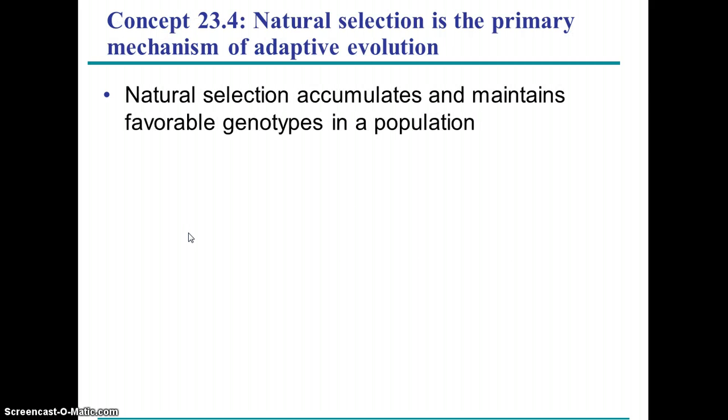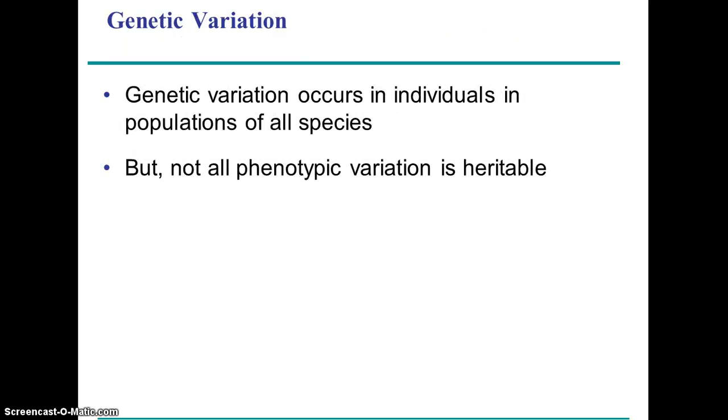All right, natural selection operates on genetic variation. You have to have some variation really for evolution to occur.